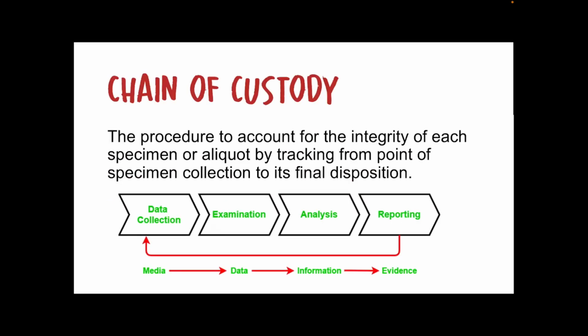So when we say chain of custody, the laboratory must provide a procedure to account for the integrity of each specimen or aliquot by tracking it from point of specimen collection to its final disposition. So if we put this in a legal aspect, in criminal and civil law, the term chain of custody refers to the order in which items of evidence have been handled during the investigation of a case. So proving that an item has been handled properly through an unbroken chain of custody is required for it to be legally considered as evidence in court. So that's what we call the chain of custody.